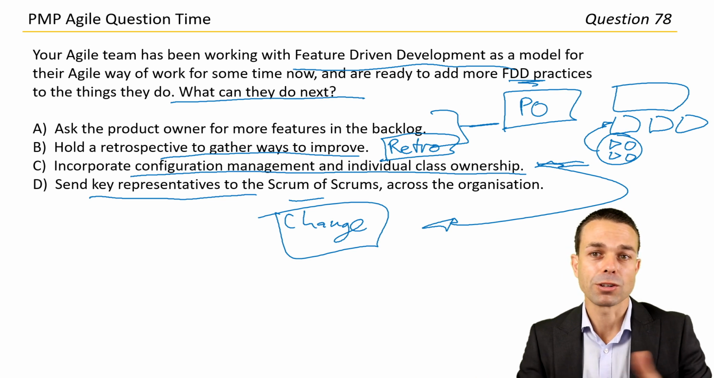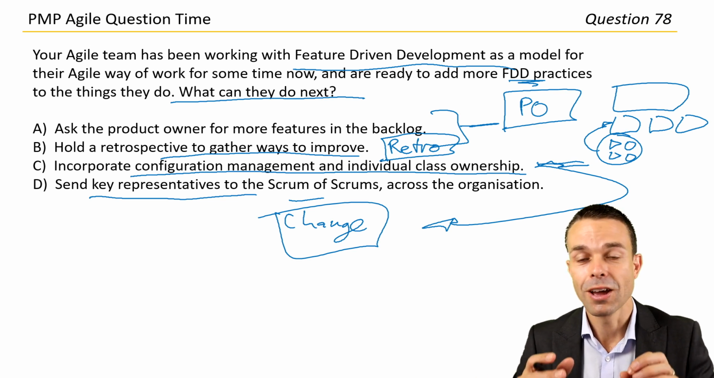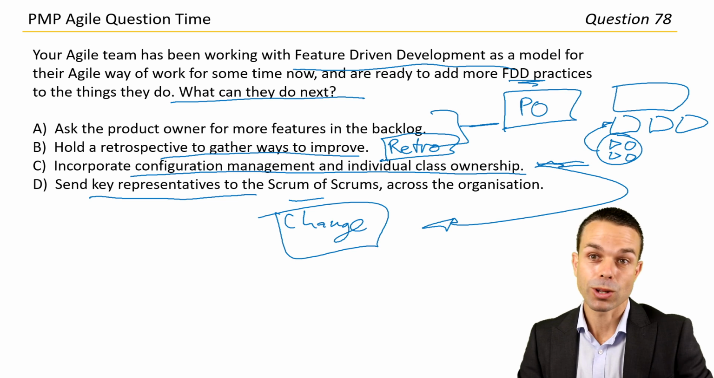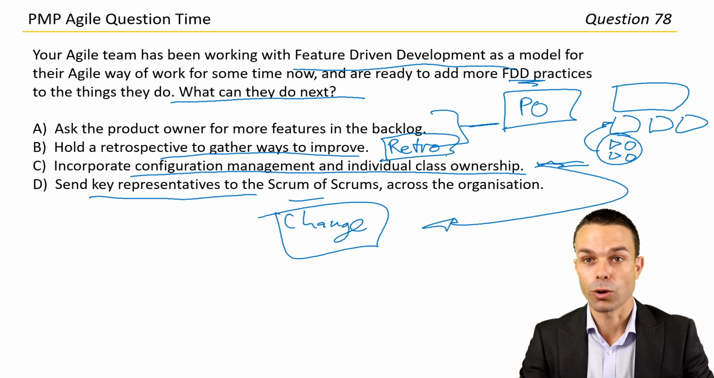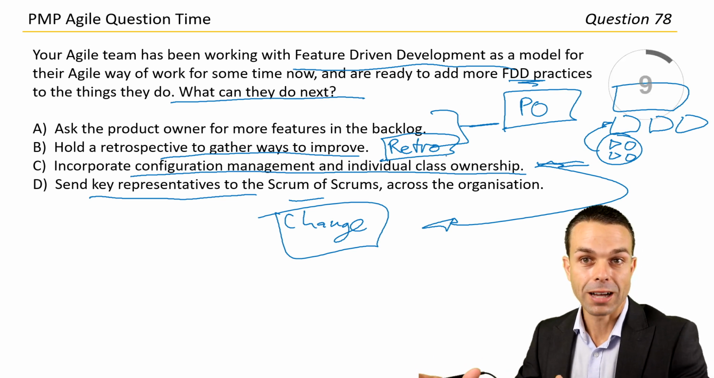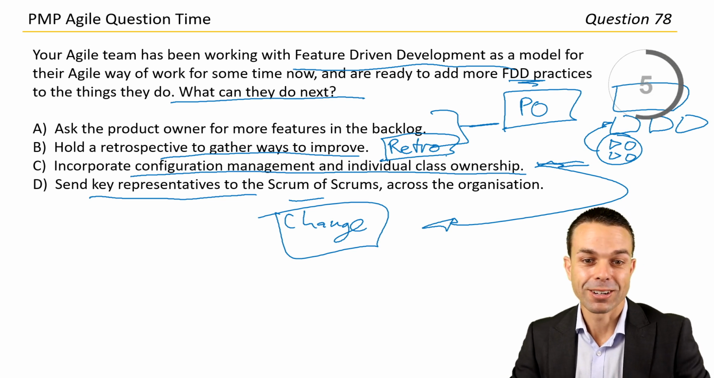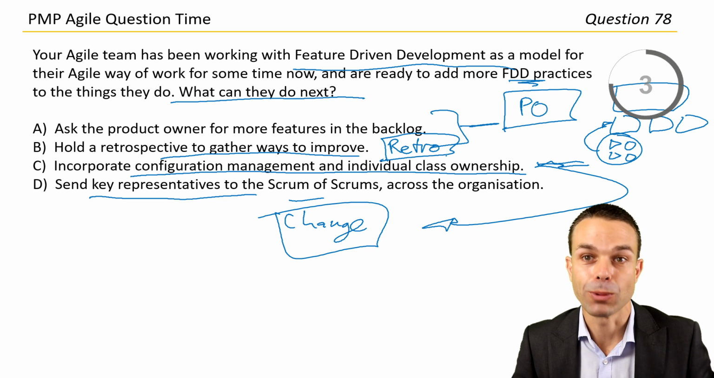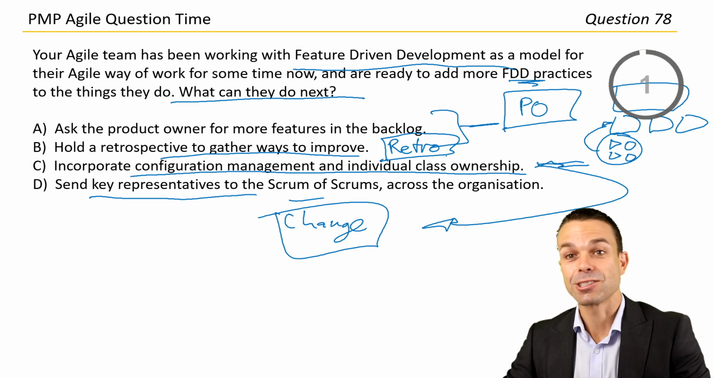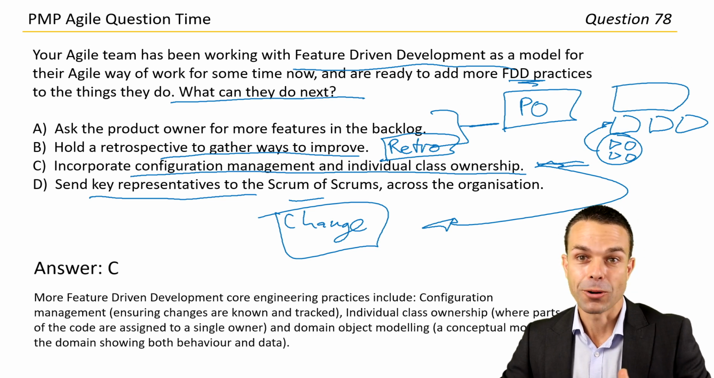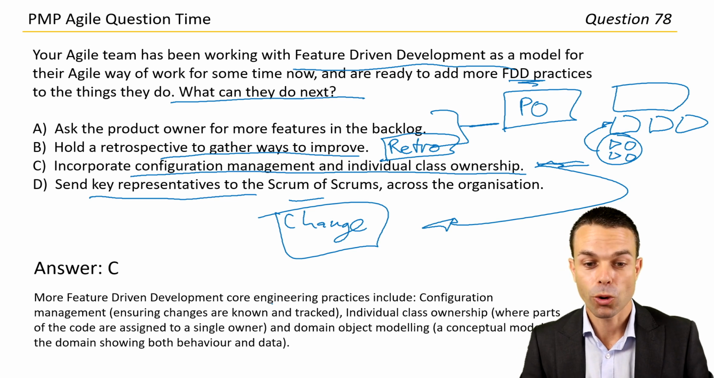And that could be different depending on your team, as long as the team has agreed on how we do it. And individual class ownership means that maybe a person or a group of people will own a particular class within the code, and that way they're responsible for that, and they know everything about it. They become experts in that domain. So all of that to say, let's go with answer C for now, and there it is. More feature-driven development core engineering practices.